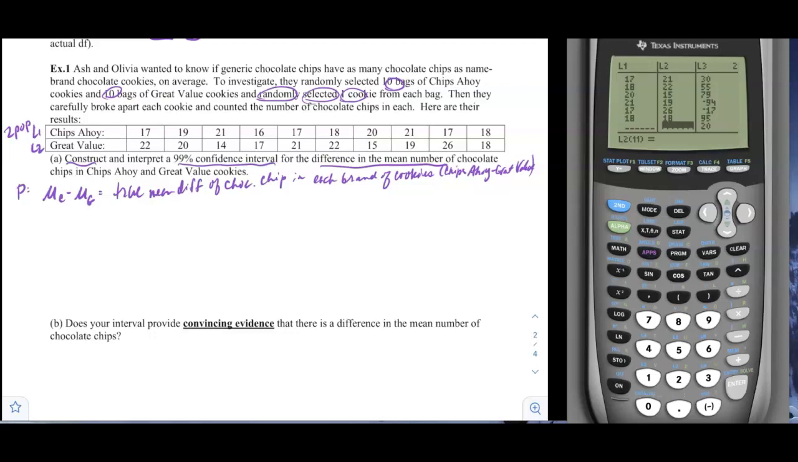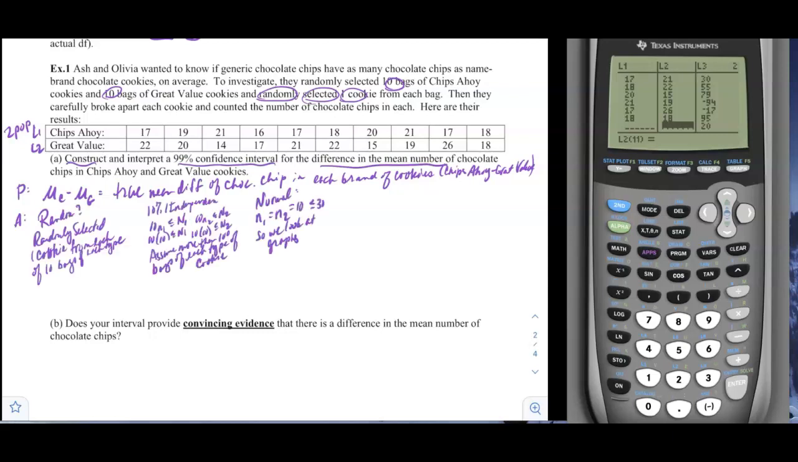Okay, next part is we need to go and do our assumptions. So do we have the random part? Let's go check our assumptions. So we're good with random because we randomly selected a cookie from each of the 10 bags, from each type of bag. We're good with 10% or the independence rule because we have 10 bags and 10 times 10 is still less than all the bags of cookies of each type out there.